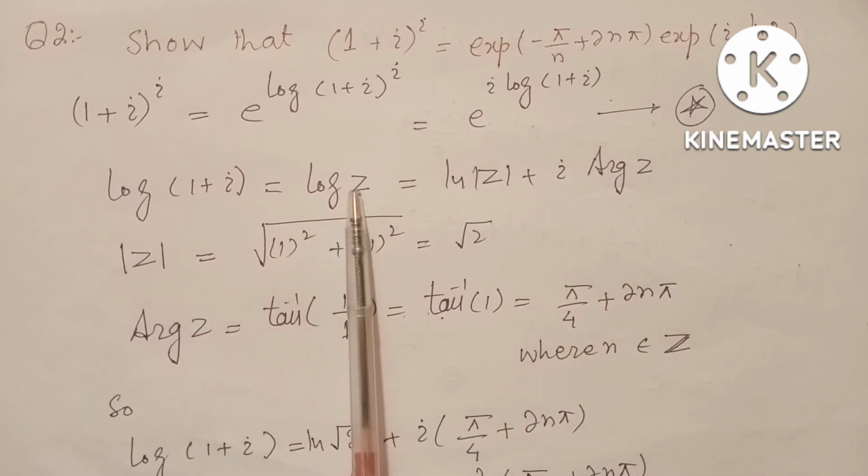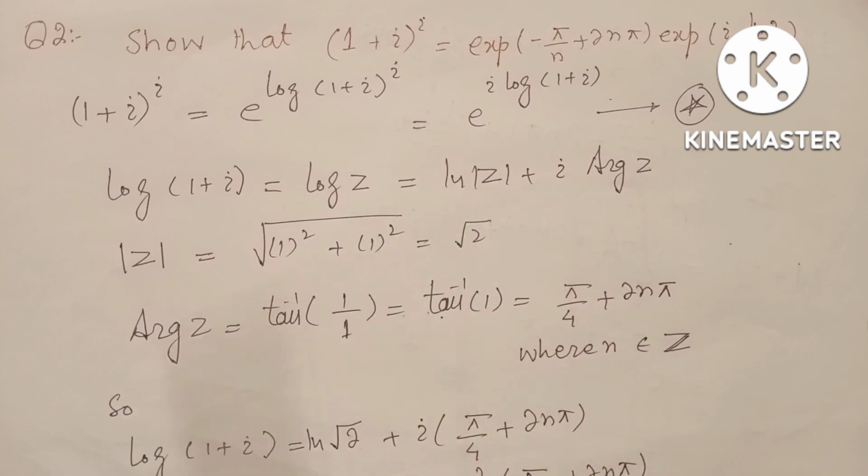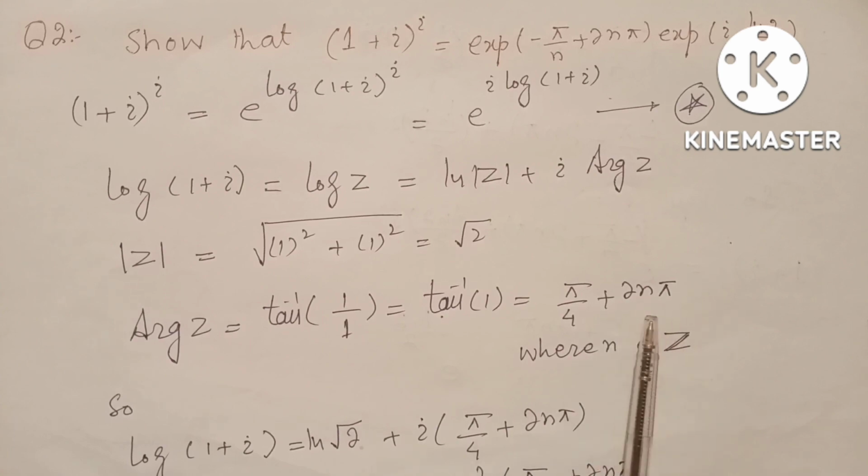After using log z = natural log of z + i times the argument of z, we will get the argument of z as only pi by 4. But in the question it is given that n = 0, 1, 2, 3 and so on, and -1, -2, -3 and so on. So we will use 2n pi, or we can also use minus 2n pi, because there is no difference between using 2n pi or minus 2n pi, due to the clockwise or anti-clockwise direction.